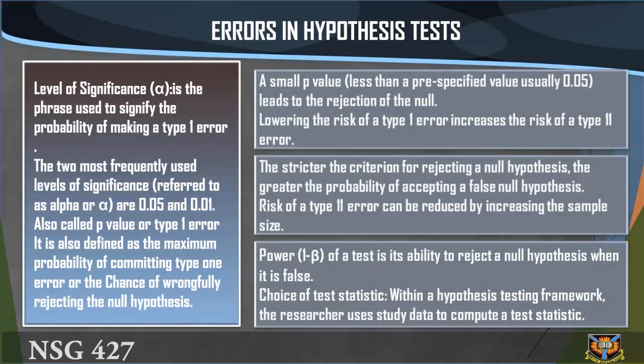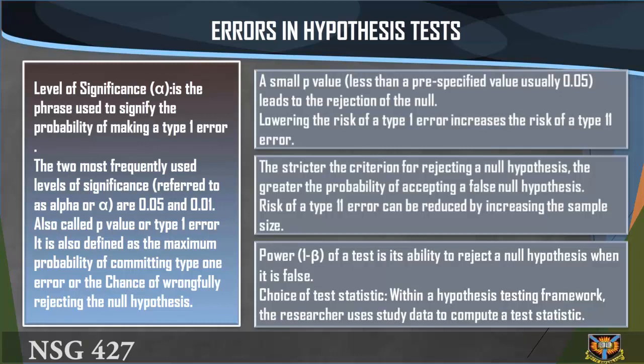Level of significance is the phrase used to signify the probability of making a type 1 error. The two most frequently used levels of significance, referred to as alpha, are 0.05 and 0.01, also called p-value or type 1 error. It is also defined as the maximum probability of committing a type 1 error, or the chance of wrongfully rejecting the null hypothesis. A small p-value, that is less than a pre-specified value, usually 0.05, leads to the rejection of the null.